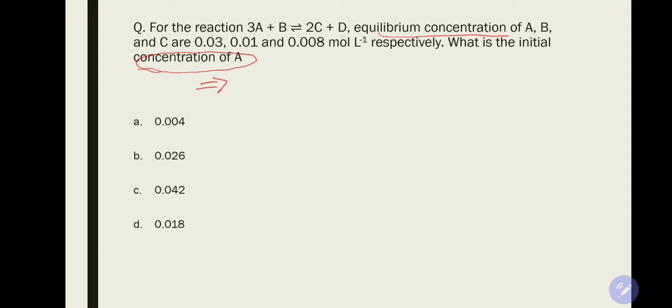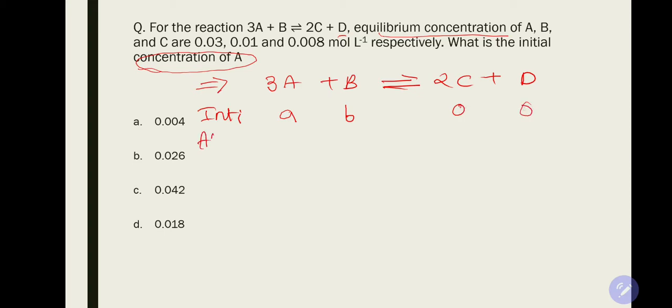Here you have to see that the concentration of D has not been given, so you have to assume the concentration of D as x. So let's write the equation, that is 3A plus B gives 2C plus D. Now what is the initial concentration? Let's assume this is a, this is b, and this is 0 and 0.